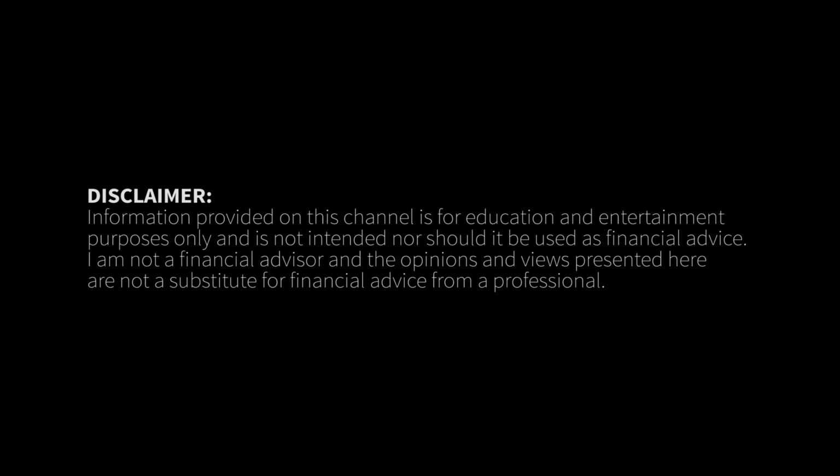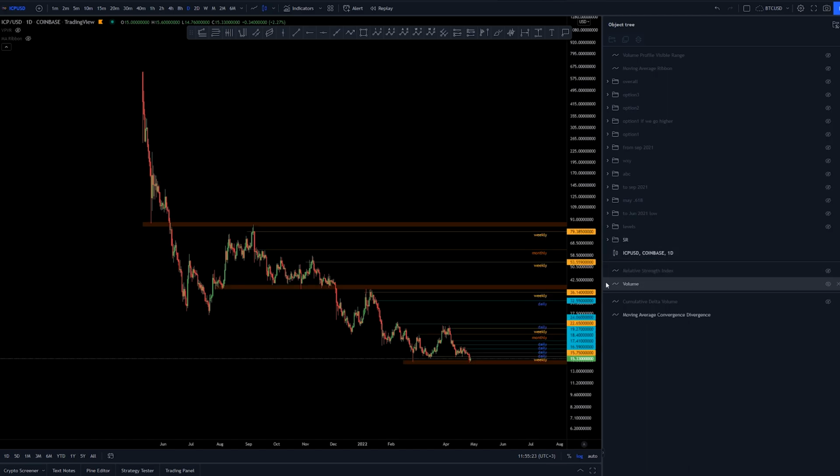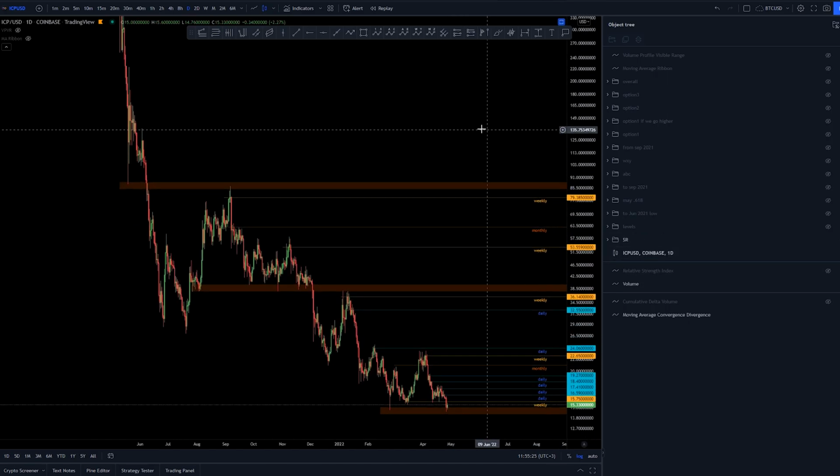Hey, it's Edge here, and today we're taking a look at technical analysis for Internet Computer with ticker ICP. First, we'll check out some major levels of support and resistance, and then I'll show you some possibilities with Elliott Wave theory. So let's get going. Let's bring out some support and resistance areas.